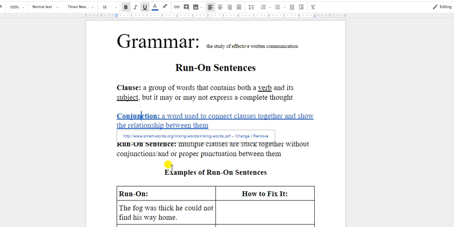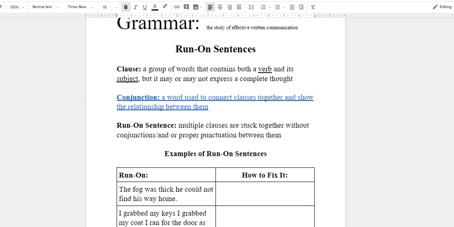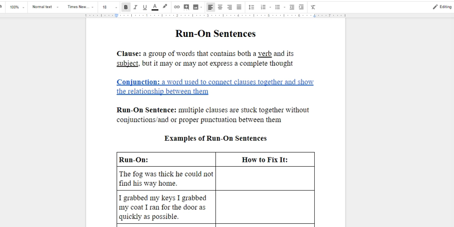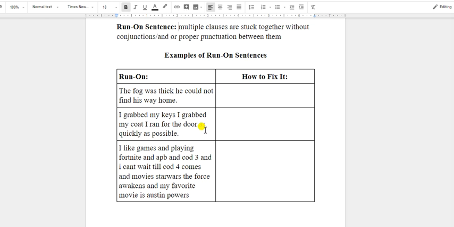Okay. Now that we know what a clause is and a conjunction is, what the heck is a run-on sentence? A run-on sentence is when multiple clauses are stuck together without conjunctions in between them and/or without proper punctuation between them. Okay? And you can hear that they sound like they go on and on. It sounds like a crazy person rambling until they're blue in the face. So let's read a couple examples and see how we can fix them.